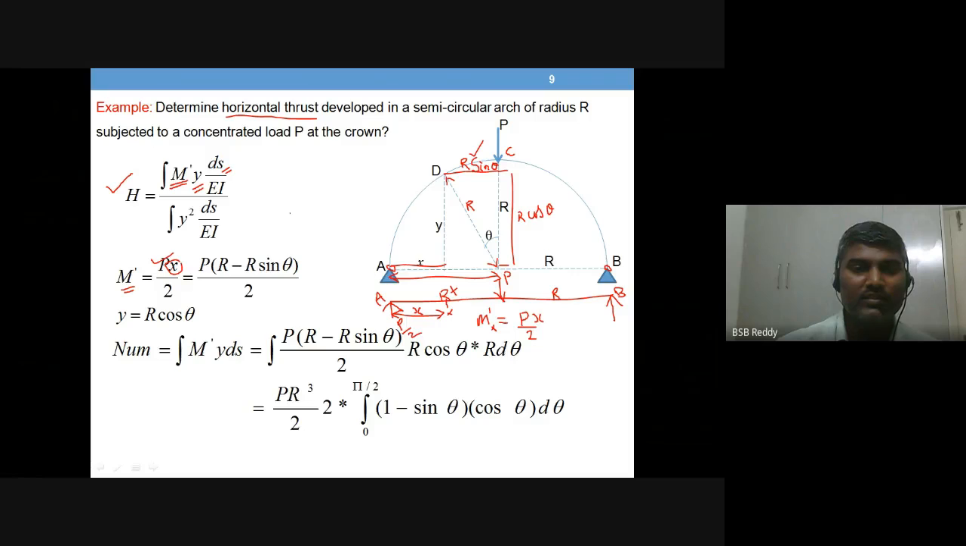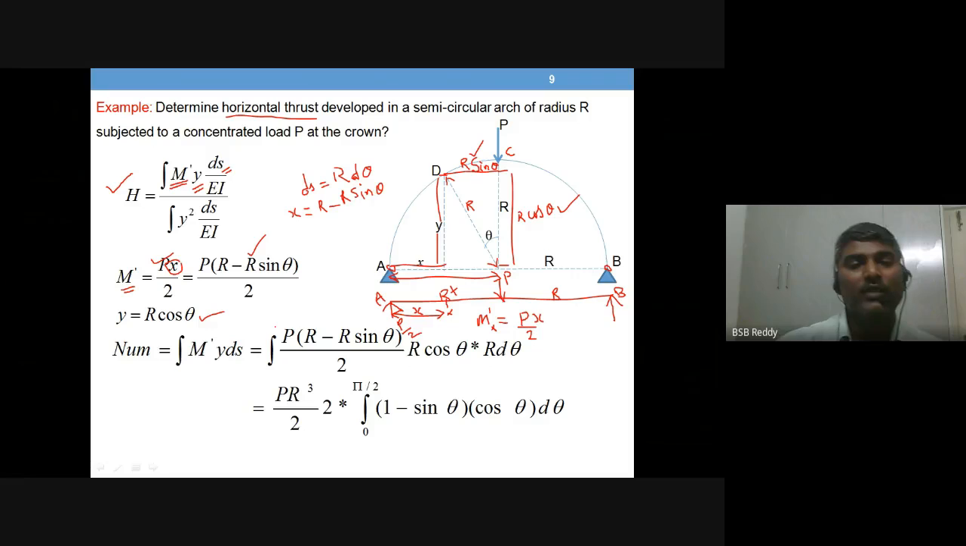So from the geometry, x is equal to r minus r sine theta. That is what is replaced here: P into x, where x is r minus r sine theta, divided by 2. What is y now? y is this ordinate y. It is equal directly to r cos theta. So y is r cos theta. What is ds? Already discussed earlier, ds is equal to r times d theta.